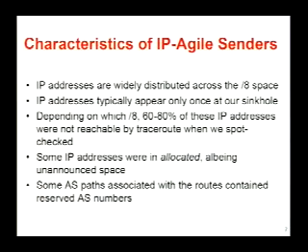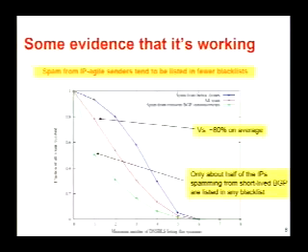Okay, but notice they're not using the yet-to-be-allocated /8s. These are real /8s that have allocated space in them. They just have big holes. So the IP addresses are widely distributed across the /8 space. They typically appear only once each. Depending upon which /8, most of the packets were not reachable by traceroute when you go back for them. Some IP addresses were in allocated but unannounced space. Some AS paths associated with the routes contained reserved AS numbers. So a lot of faking.